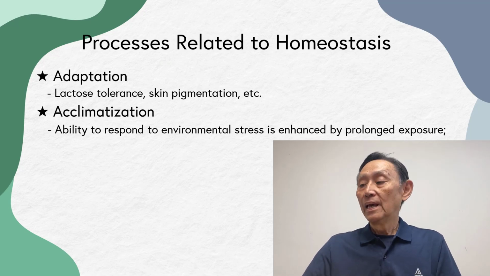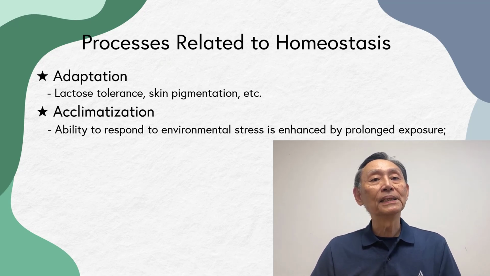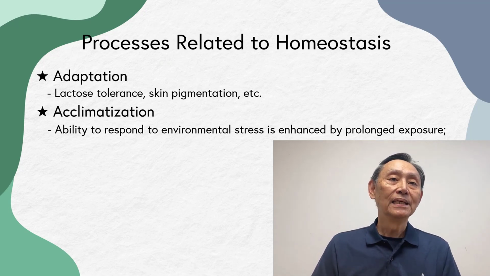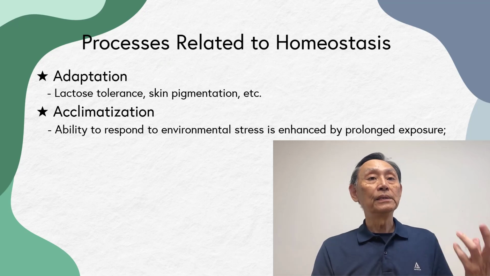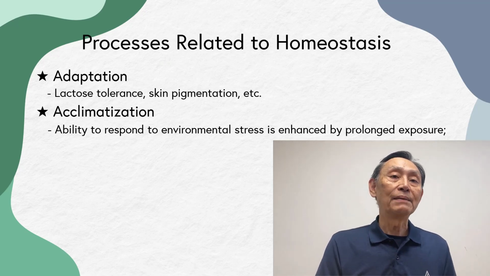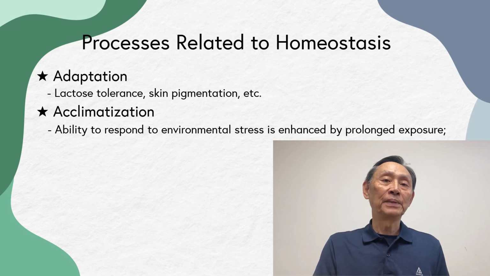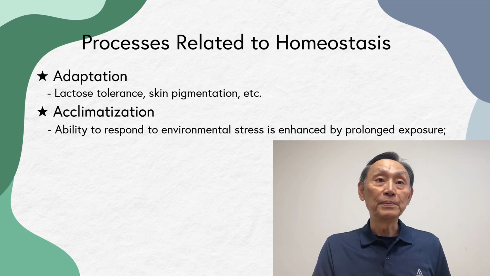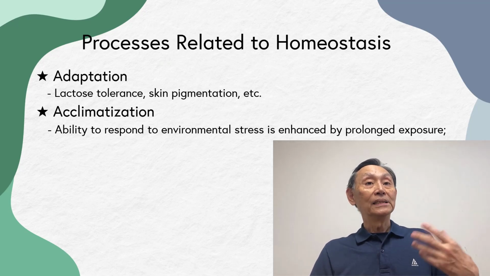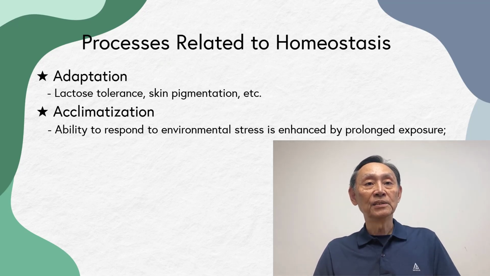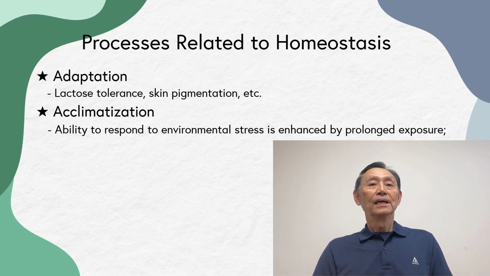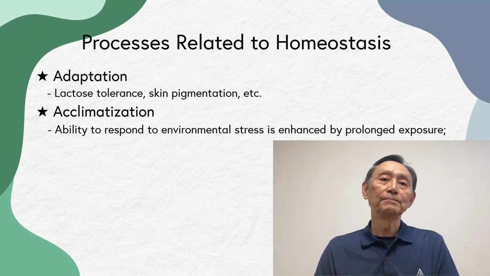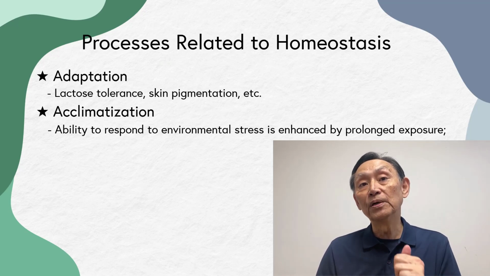Okay. And the second type is so-called acclimatization. The word here is climate. That means if we move to a different climate or different region, from north to south, so it will be hotter or more humid, then our body gets used to the new environment. So that's called acclimatization. It is the ability to respond to environmental stress that is enhanced by prolonged exposure.